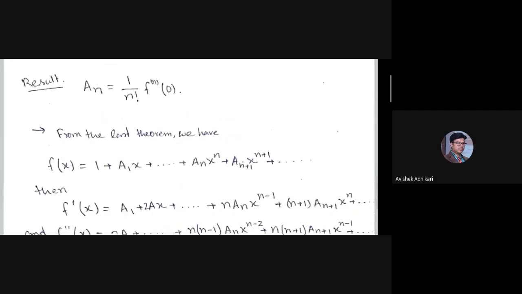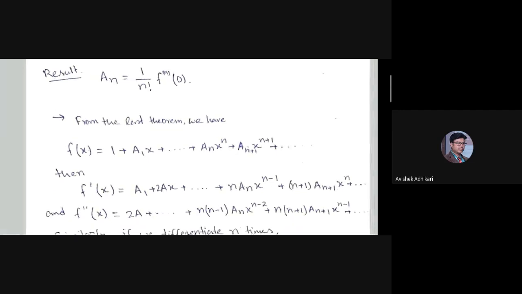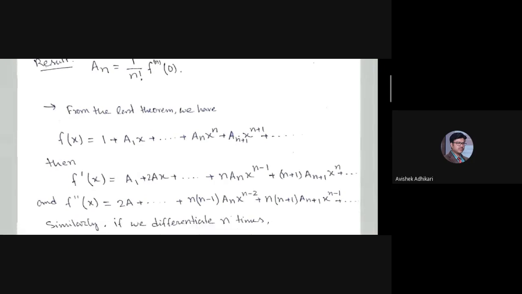And now finding an, here is the result of how we can find an. So an is nothing but 1/n! times the nth derivative of f at 0. From the last theorem we have f(x) = 1 + a1x + a2x^2 + ... + an x^n + a(n+1) x^(n+1).